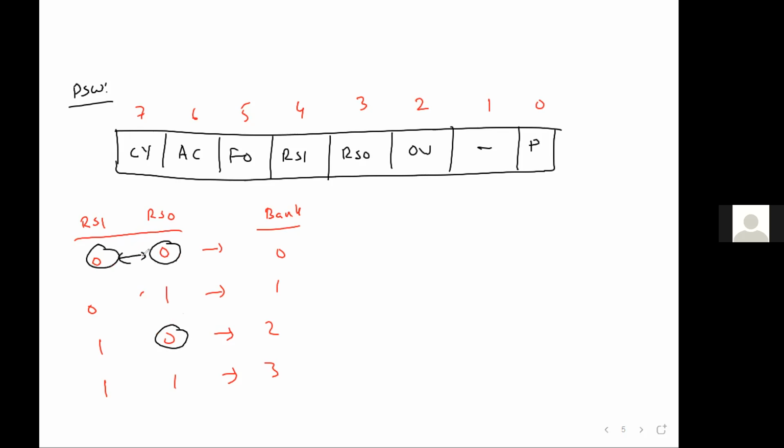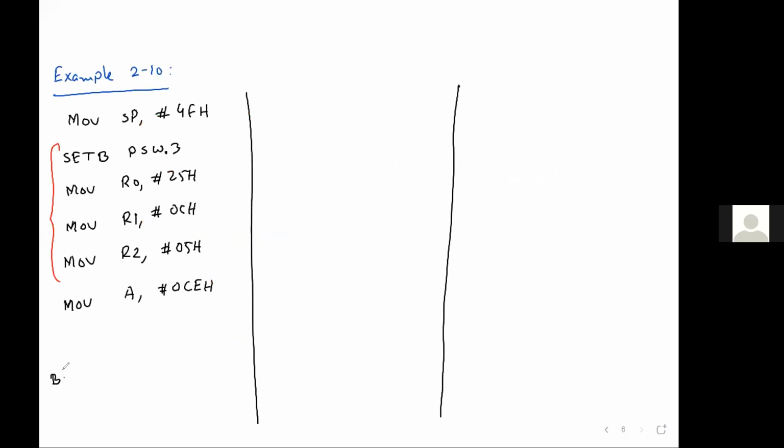Sorry, set bit, so it should be 1. Extremely sorry. So 1 is either this or this, so either bank 1 or bank 3, but we don't know the value of RS1. Until and unless the value is specified, we always assume 0. So what is your bank? Bank 1. Some of you are saying bank 0, some bank 3, but in fact it is bank 1.